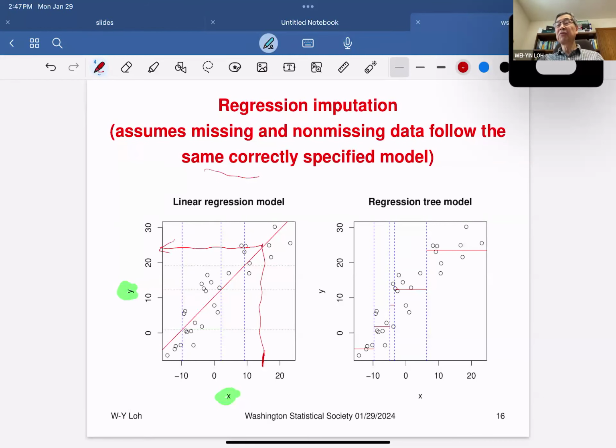It assumes that you have a correctly specified model, right? It assumes that the straight line is correct. And that's the most difficult thing with traditional methods, is to get the model correct. But it also assumes that the missing and non-missing data follow the same distributions. Otherwise, you cannot use what you see in the non-missing data to predict what's happening in the missing data.